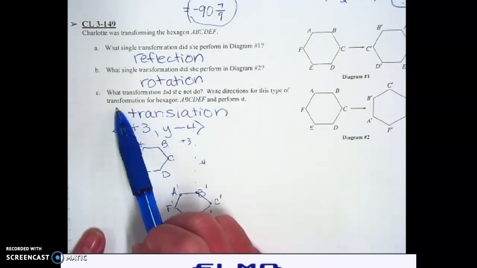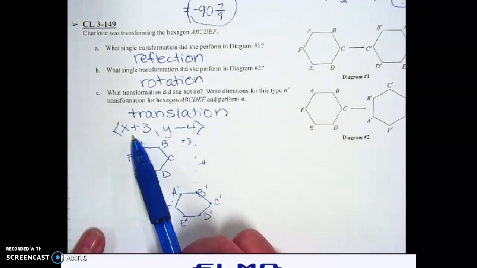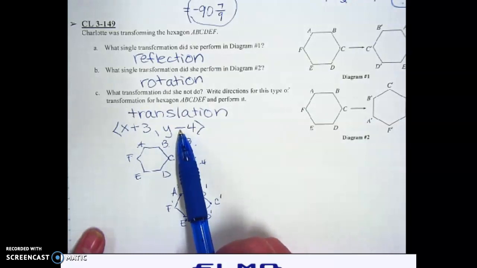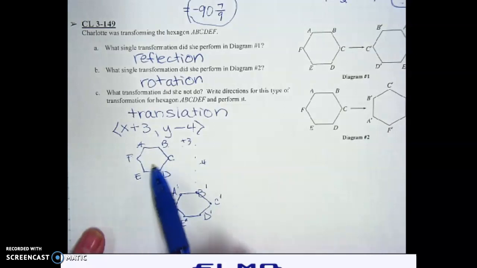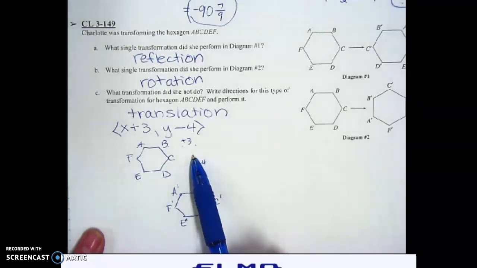Right directions for this type of transformation, I added 3 to the x and subtracted 4, so I moved 3 to the right and down 4 on all the points. So it moved the whole figure over 3 and down 4.